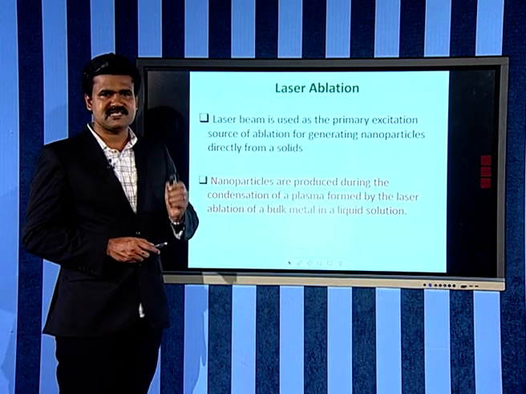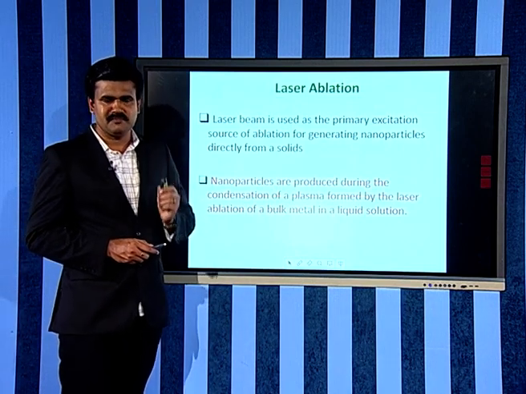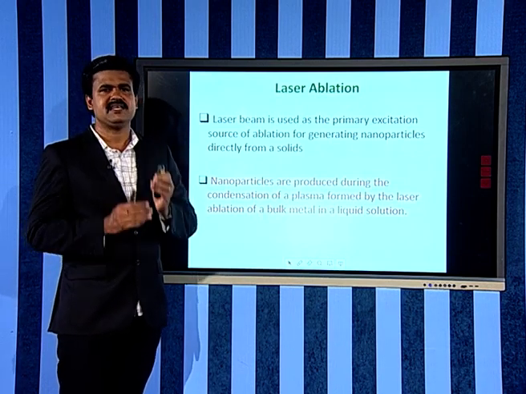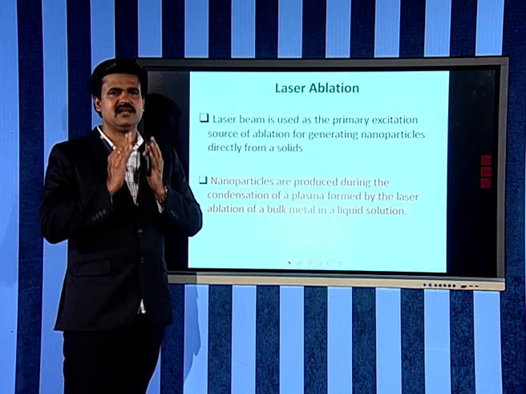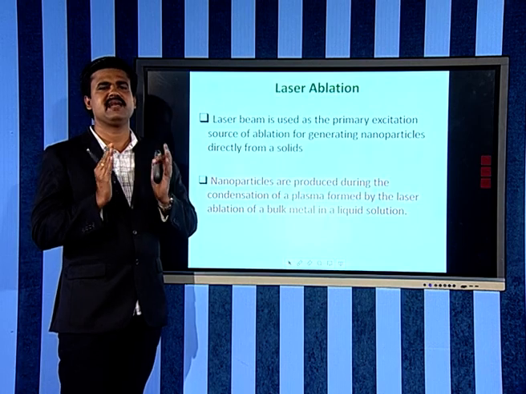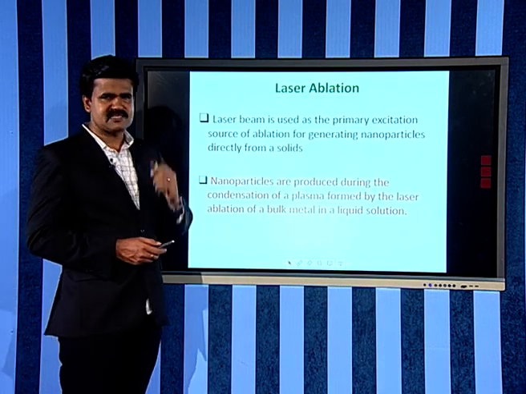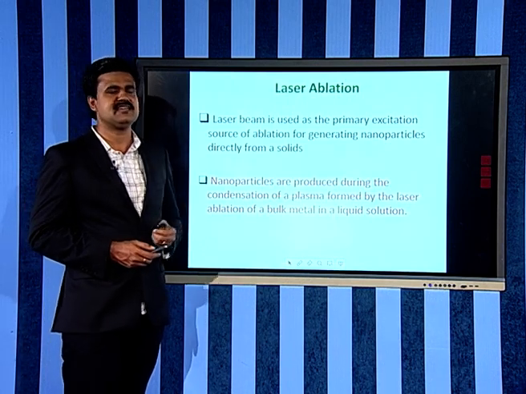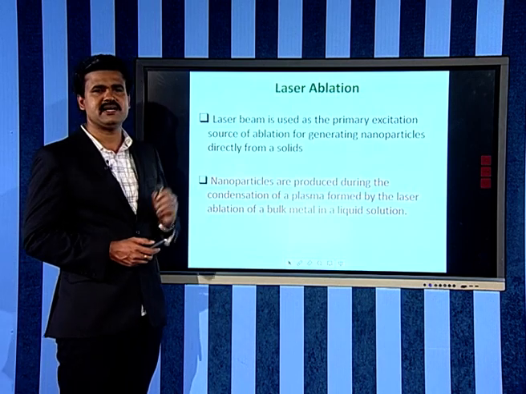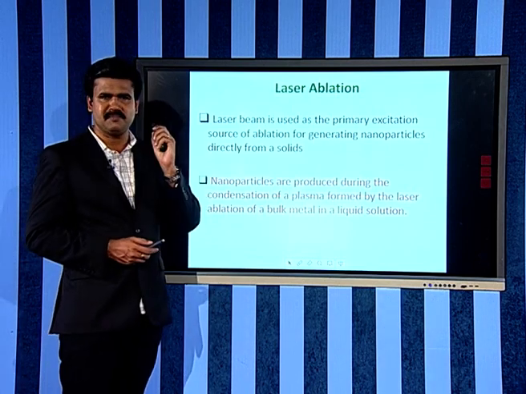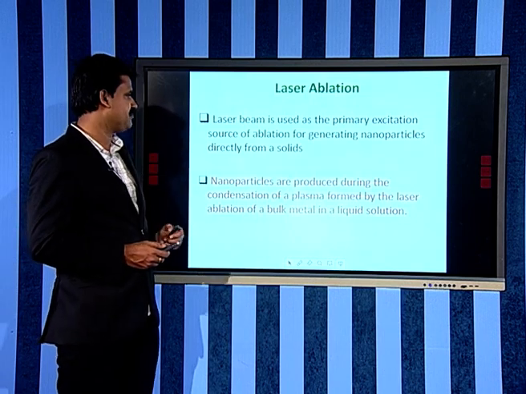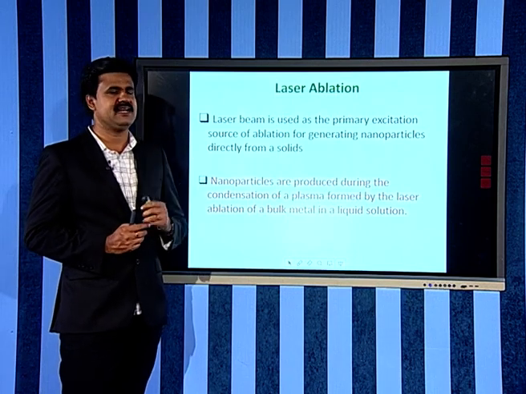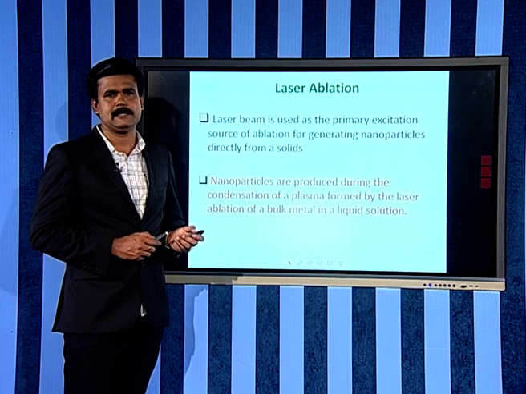Now we are discussing the next top-down method, that is laser ablation. A high energy laser beam is used to chisel out nano level substrate from a bulk material. The laser beam is used as the primary excitation source of ablation for generating the nanoparticles directly from solid materials. Here the bulk material must be in the solid state. Nanoparticles are produced during the condensation of a plasma formed by laser ablation of the bulk material.